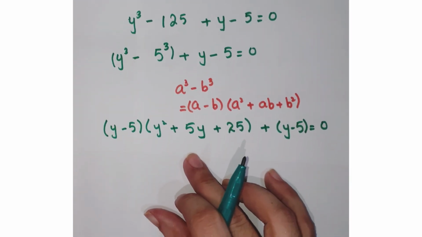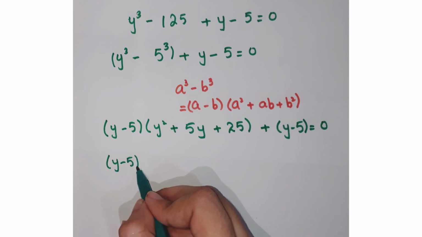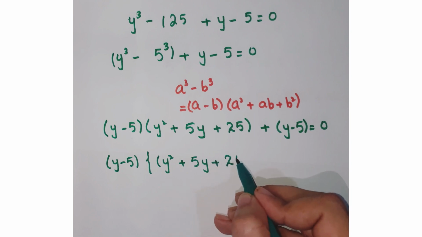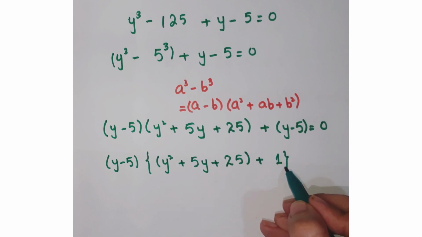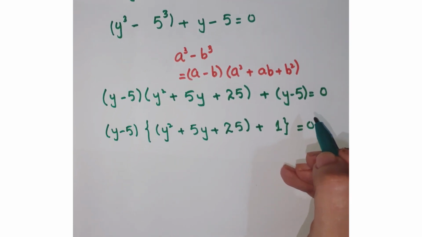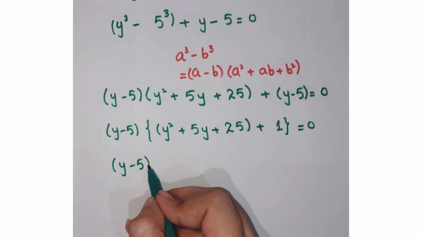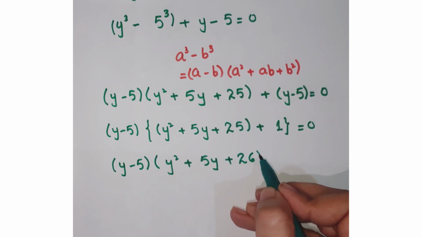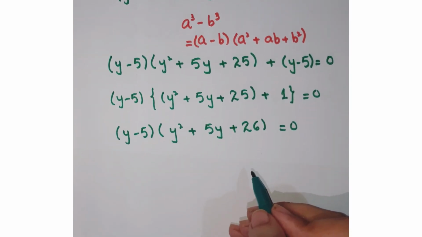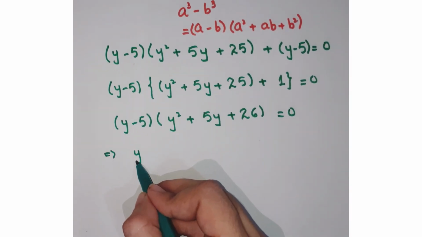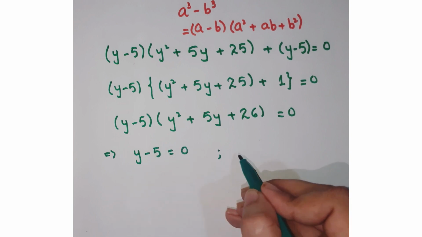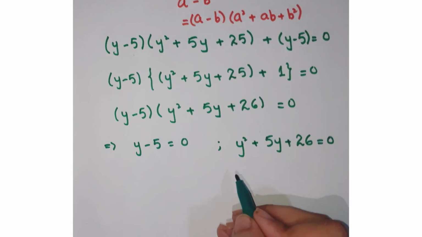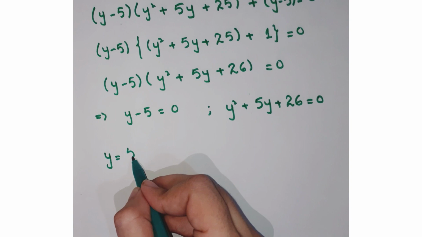Now in these two terms, take out y minus 5 as common. So what is left inside the bracket? y square plus 5y plus 25, and here it is plus 1. Next you can write it as y minus 5 bracket y square plus 5y plus 26 is equal to 0. This implies that y minus 5 is equal to 0 and y square plus 5y plus 26 is equal to 0. So one solution is y is equal to 5.